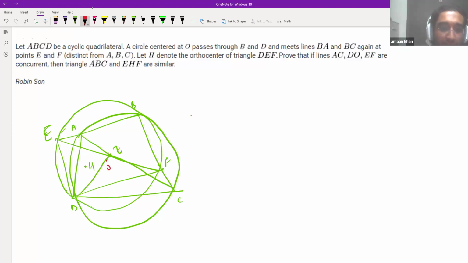So the condition at first looks very weird: if three lines are concurrent, you need to show that these two triangles are similar. What's the first strategy to prove two triangles similar? You show that their angles are equal, because I don't want you to work with lengths right now. So what you need to show is that the corresponding angles are equal.